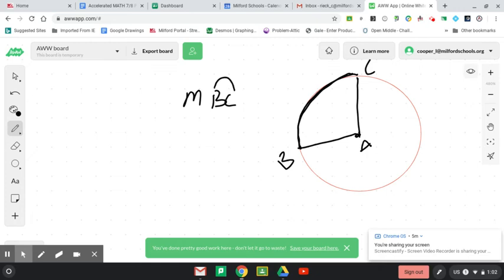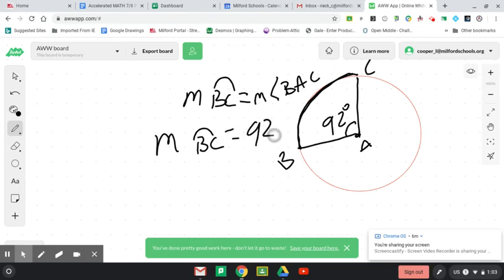You have to know what the angle measure is. If I tell you the measure of angle A here is 92 degrees, the measure of arc BC is equal to the measure of this angle BAC. So therefore, the measure of arc BC would be 92 degrees. Really, it's that simple.